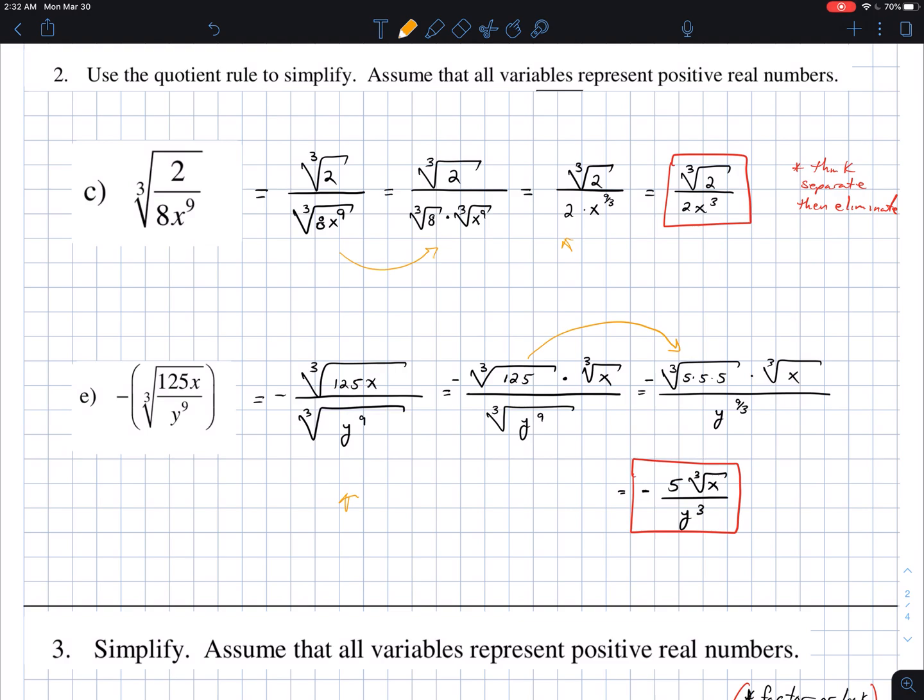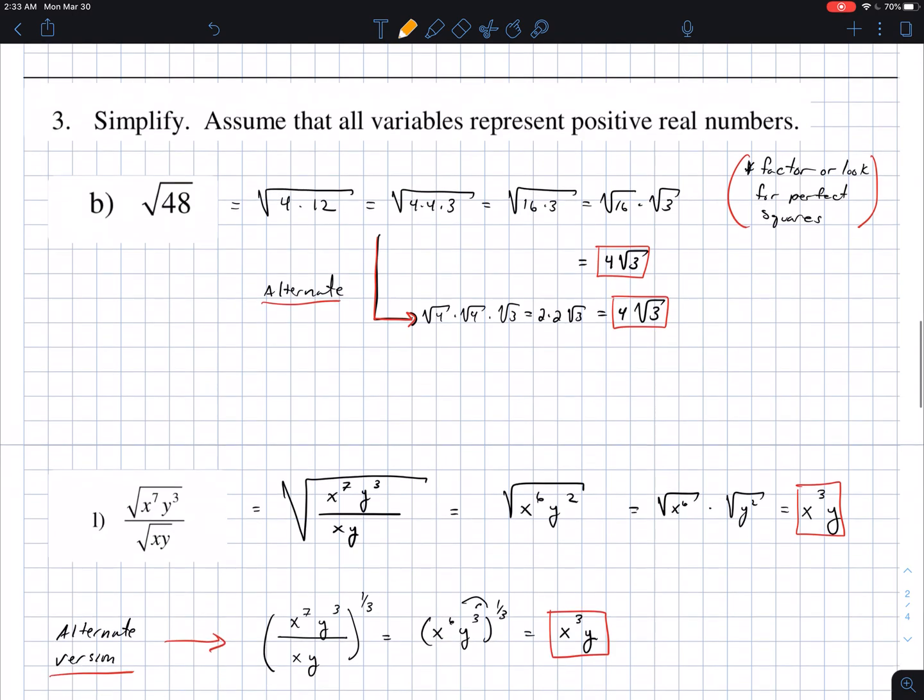125. The x, on the other hand, has no other parts to it, so it just stays the cubed root of x. And again, I rewrote the cubed root of y to the 9th as y to the 9 over 3. And when we crunch everything together, we come up with negative 5, right? Because I can only take one of these out because the index number is 3. So it would be negative 5 cubed root of x all divided by y cubed.